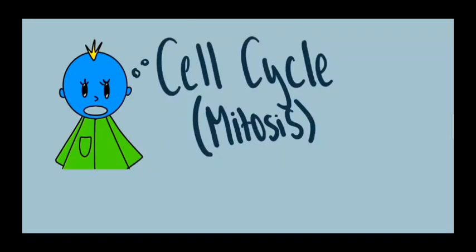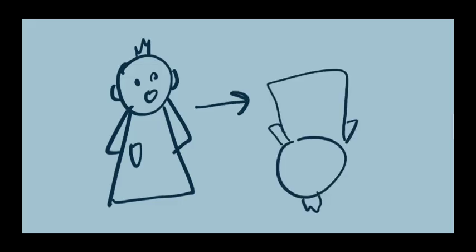Welcome to your 3-minute crash course about the cell cycle or mitosis. Every second, millions of cells in your body are dividing. Skin cells replacing old ones, blood cells being renewed. Even as you watch this video, your cells are following a precise, regulated process called the cell cycle. So let's break it down into some simple steps.